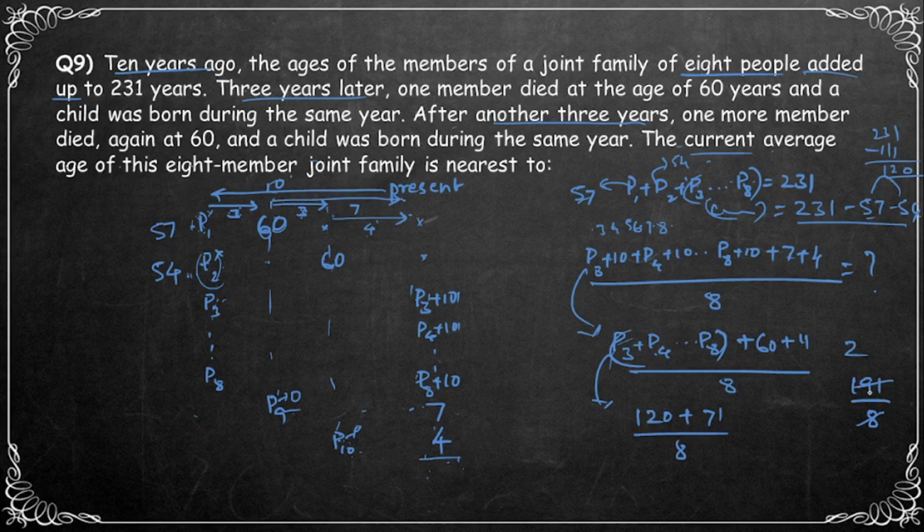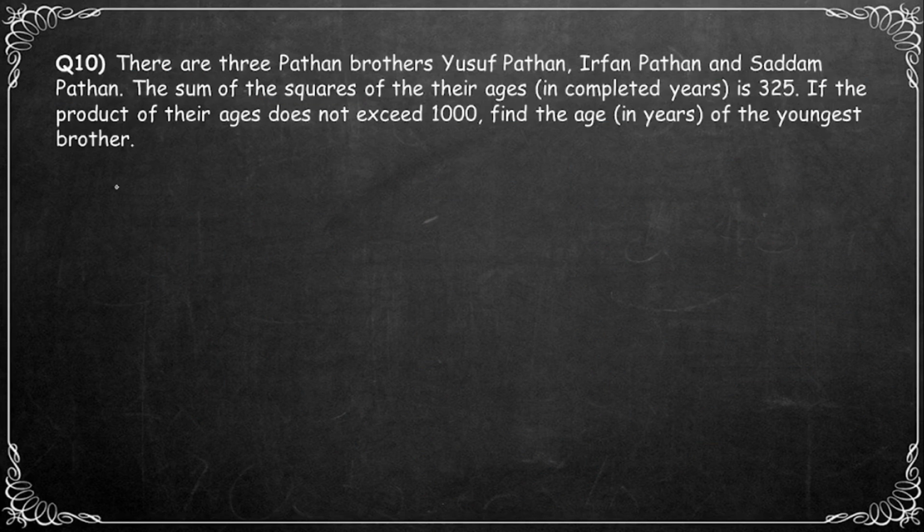8 2 is 16, so 11, 8 2 is 16, so 31 remains. 8 3 is 24, that means 7 remains. So it is 23 plus 7 by 8. They are asking for nearest value, so I am going to round this up to 24. So answer is 24 years. The average age is 24.